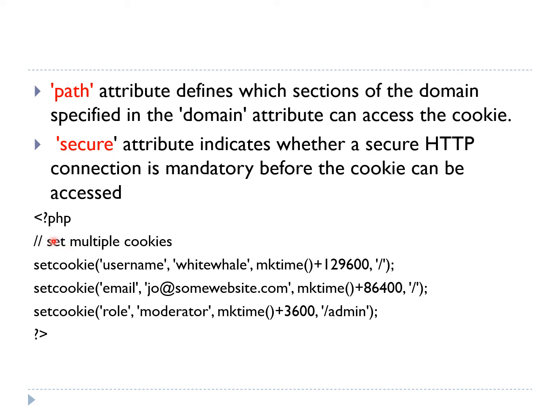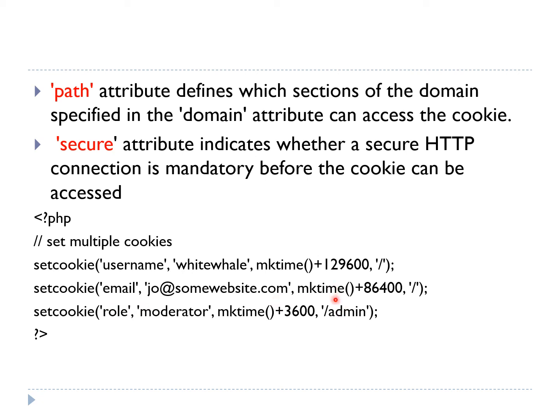So here there is an example for setting cookies. Here we set multiple cookies. So setcookie of username, whitewhale. This is mktime, meaning the current time plus this many milliseconds, then slash. Slash means the current URL. So here a cookie data is stored. The variable name is username, which contains the data whitewhale, and this cookie has an expiry of 1,29,600 milliseconds.